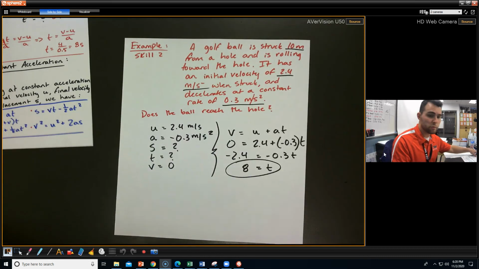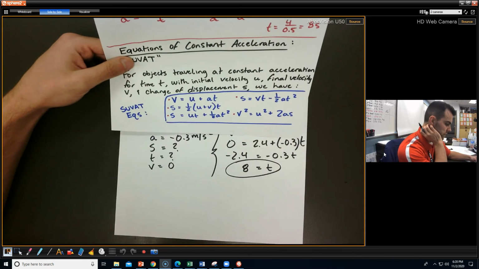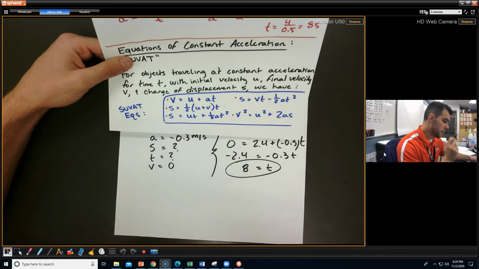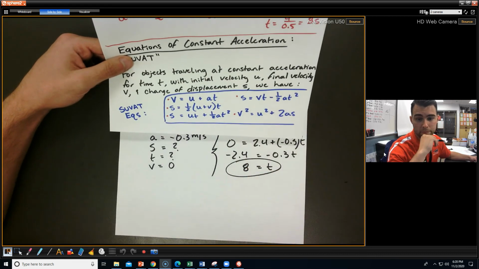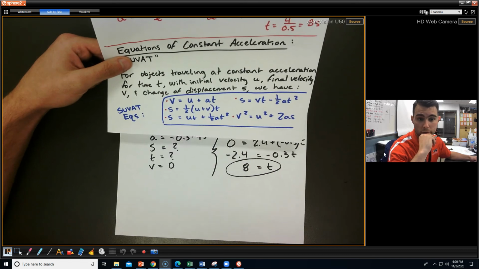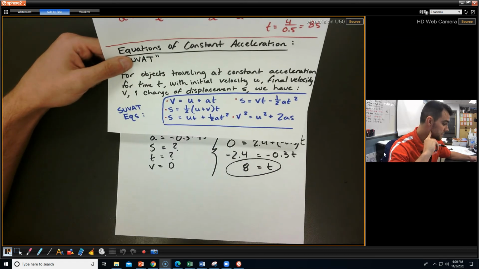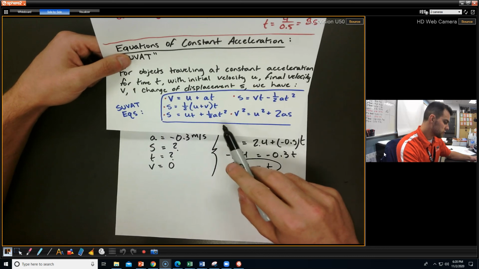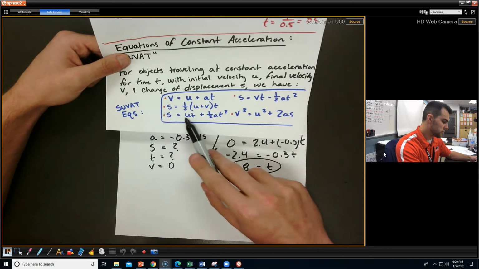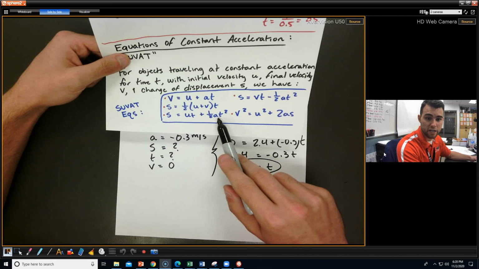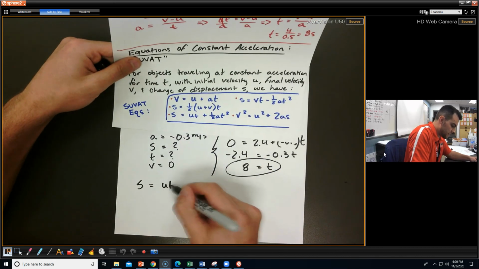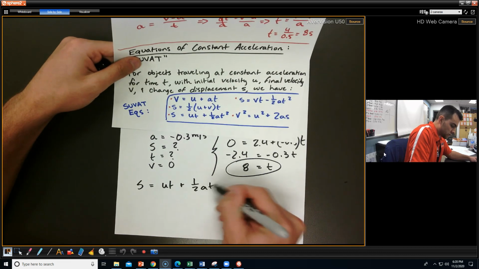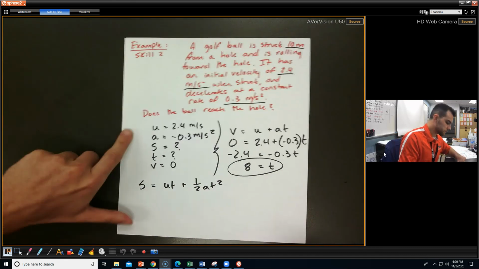Now let's look at our SUVAT equations again. Which displacement equation should we use? Really, take your pick. Personally, I think this one is the nicest one to use, but it doesn't incorporate acceleration, though. So maybe we want to try this one right here. We have an initial velocity and we have this acceleration, and now we know t. Let's use that one. We haven't even really talked about it yet. Show it some love.